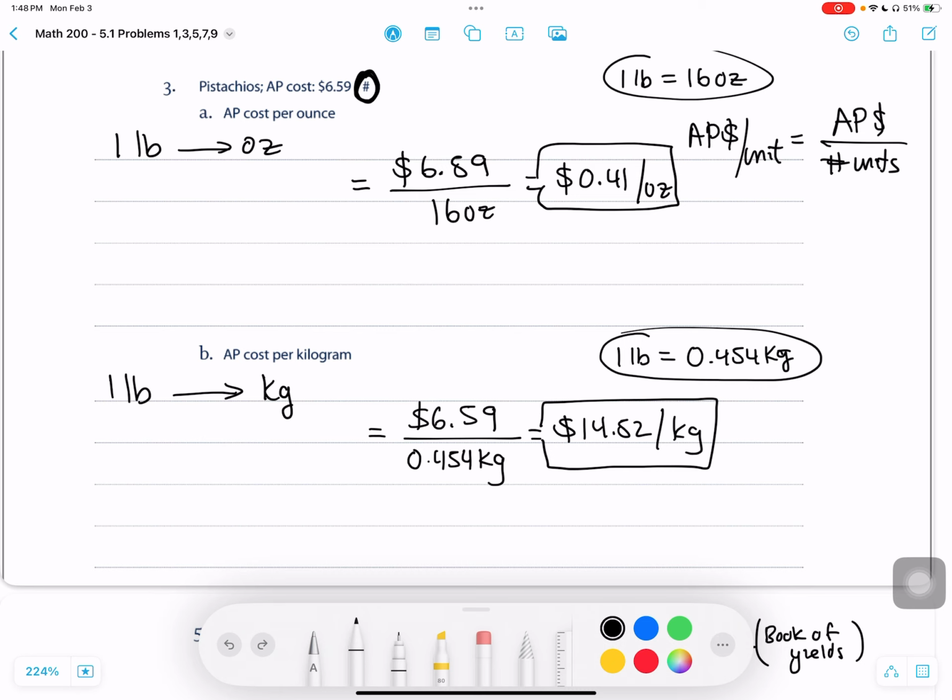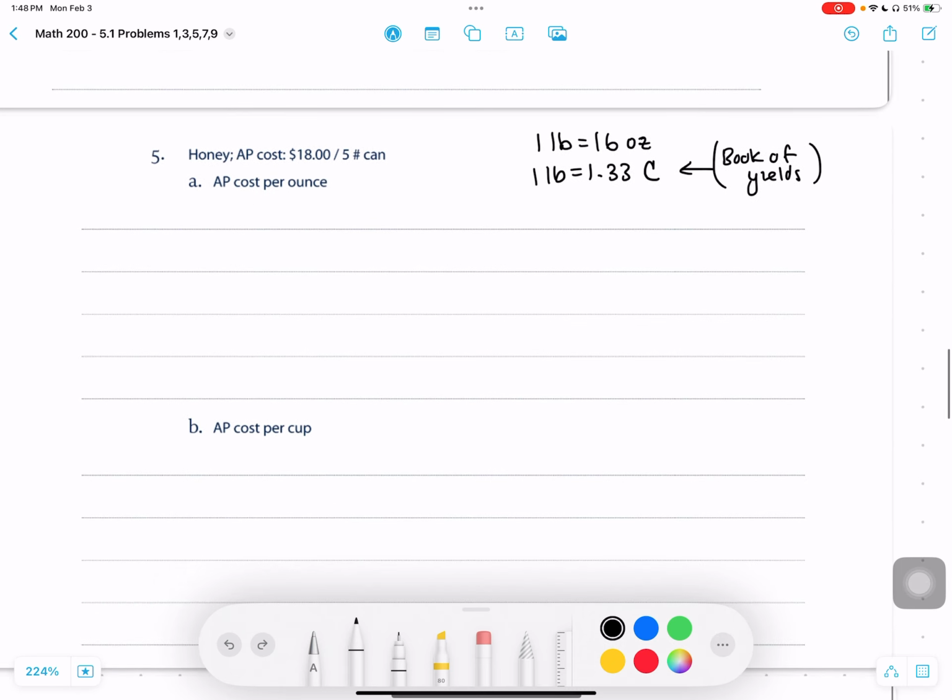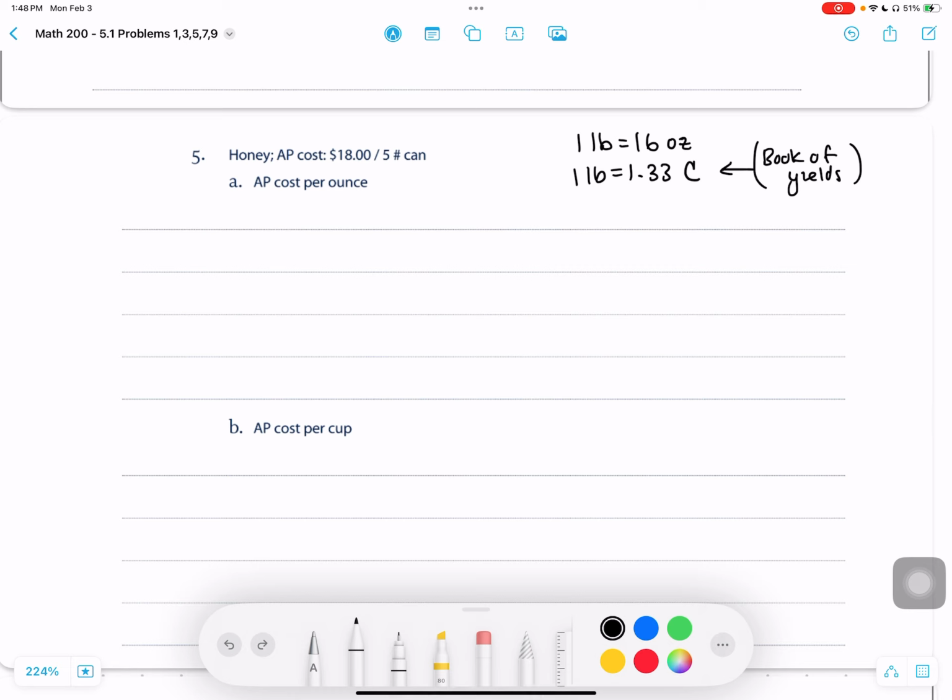Okay, let's go ahead and move into question 5. It says honey, the AP cost is $18 for every 5-pound can. So in this case, you're purchasing 5 pounds with the $18. Let's go ahead and find the cost per ounce. Let's go ahead and do this conversion. So I'm going to take the units on the bottom. In this case, it's a 5-pound can, or 5 pounds.